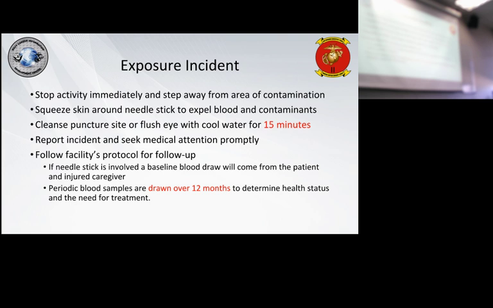Steps for what to do for an exposure incident. It can be super scary, like if you're pricked with a needle. Step away from the contamination, squeeze the skin around the needle stick to expel blood and contaminants. I mean, that's kind of a, hope this works out. Cleanse the puncture site or flush the eye for 15 minutes. You should remember the 15 minutes. Follow facility protocol. And then with a needle stick, the blood samples are drawn over 12 months every so often to monitor for the disease no one wants.